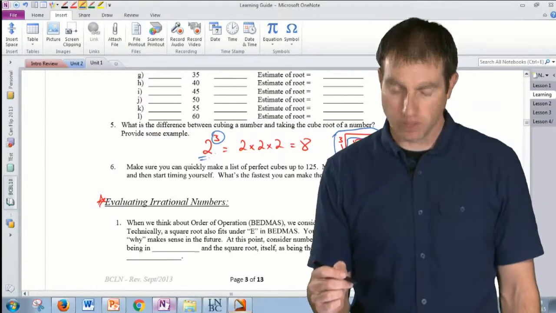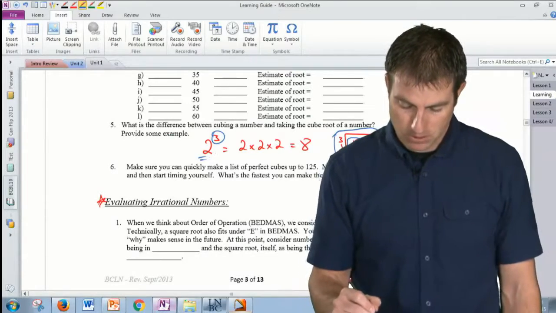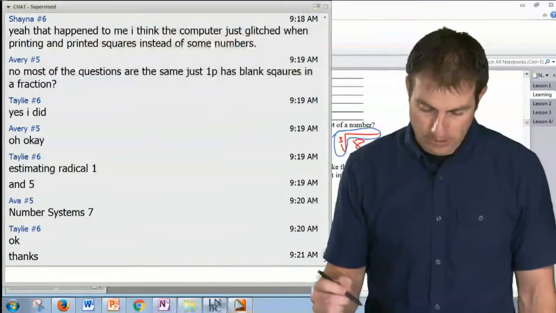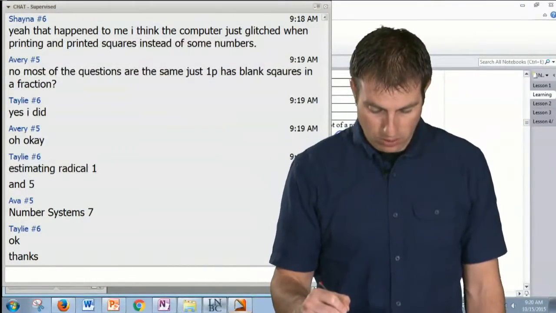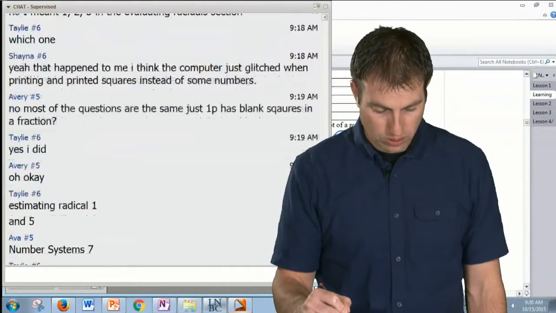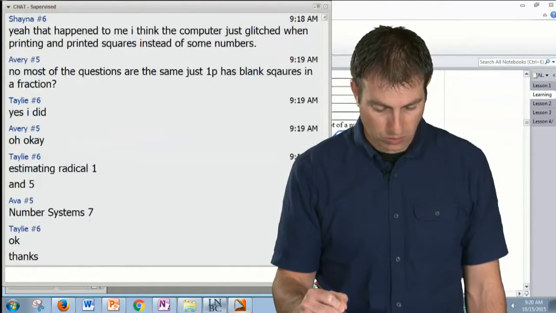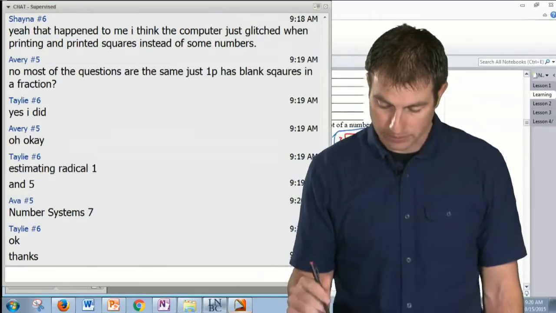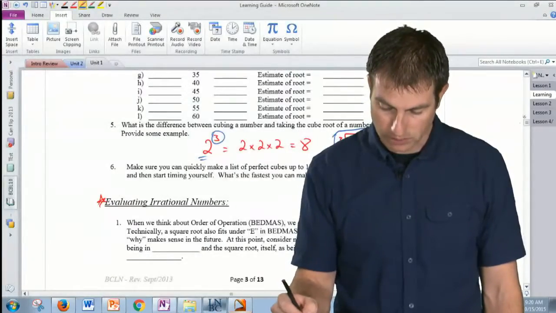Blank squares fraction. So, estimating radicals, numbers 1 and 5. Number system 7. Let's have a look at number system 7.